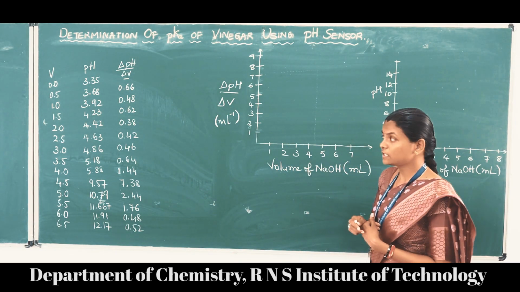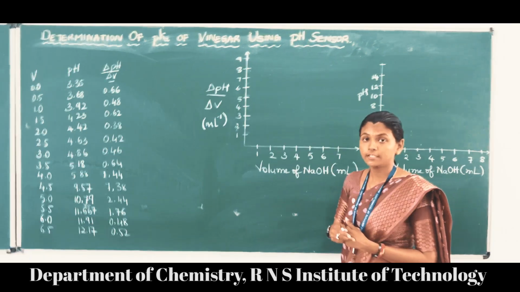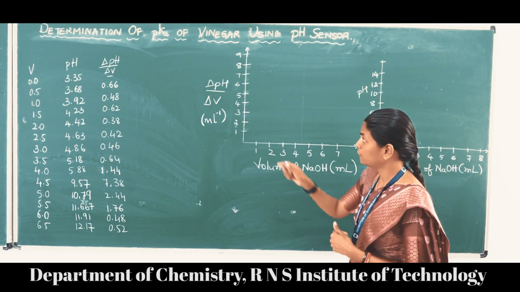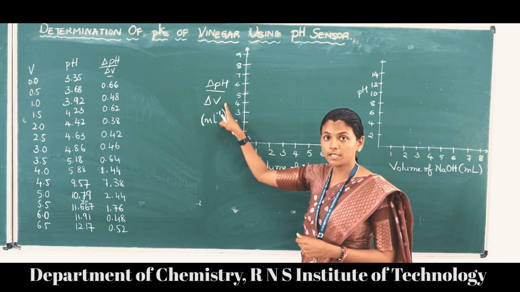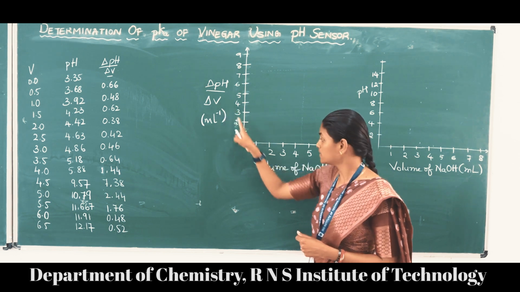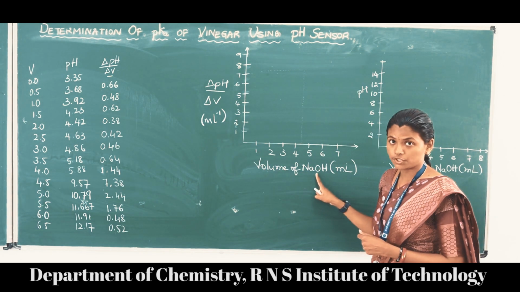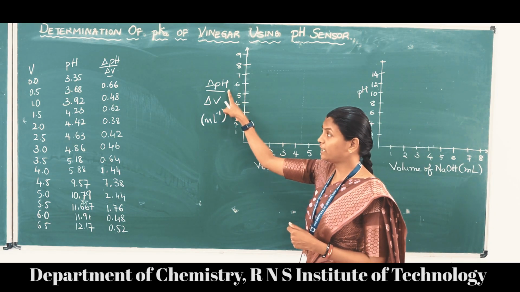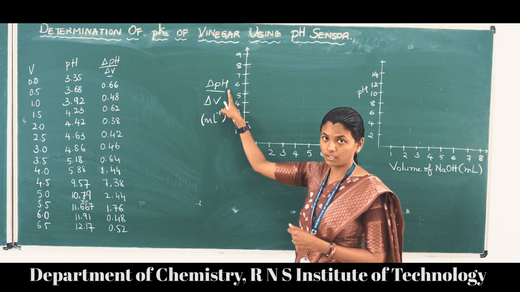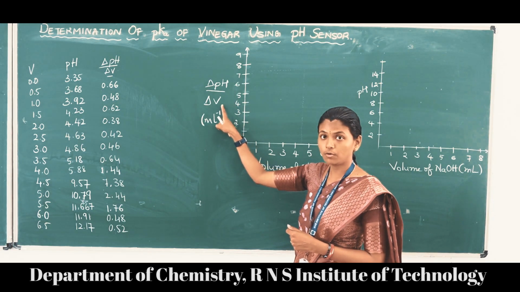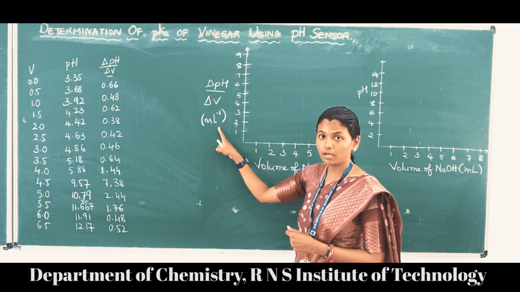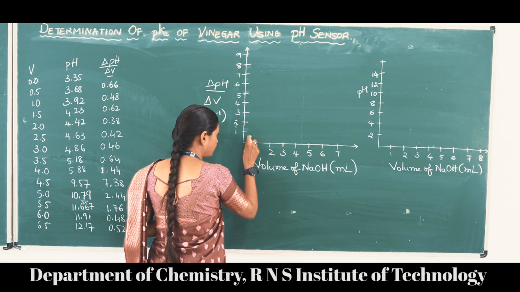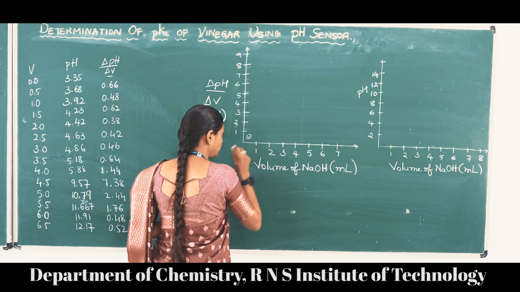So here let us plot the first graph to calculate the equivalence point. Here we observe that we are going to make use of delta pH by delta V versus volume of NaOH. This is in terms of the unit milliliters, and as pH is a unitless and dimensionless quantity, we take up the SI unit only for the volume, which is per ml. Okay, we have 0.66 at 0.5 ml of NaOH.